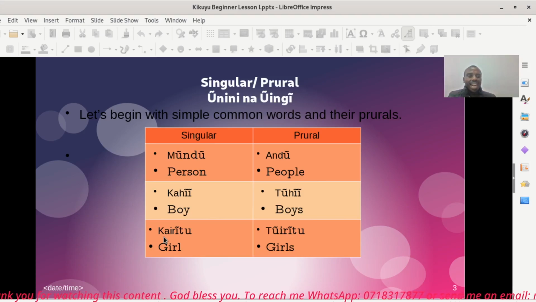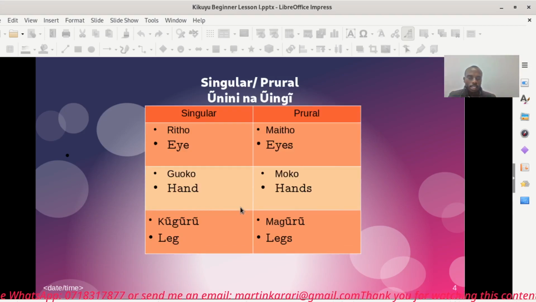Kairetu. Kairetu is a girl. When there are many girls, toiretu. Toiretu, that is girls. Okay, let's go to the next.